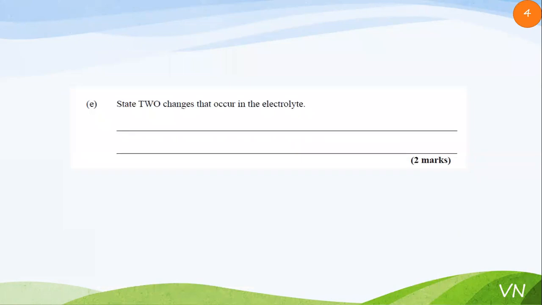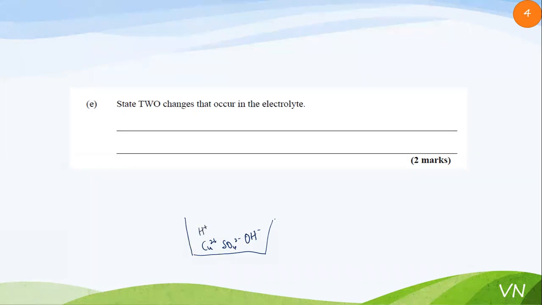Part E of the question. State 2 changes that occur in the electrolyte. Let me just sketch the diagram at the bottom, what's happening in the electrolyte. In the electrolyte, this is a container. We had copper 2 plus from the copper sulfate, sulfate 2 minus, we had hydroxide, and we also had H plus.